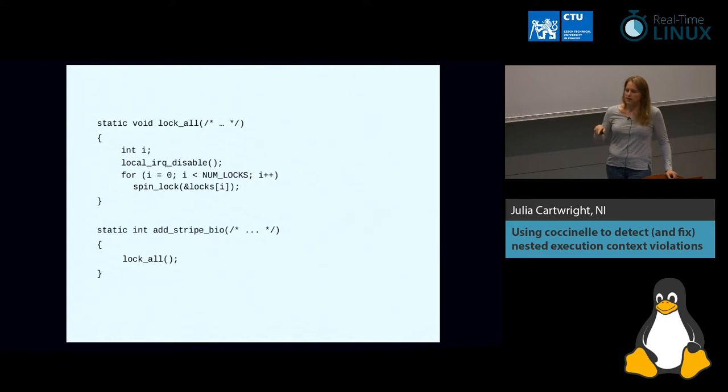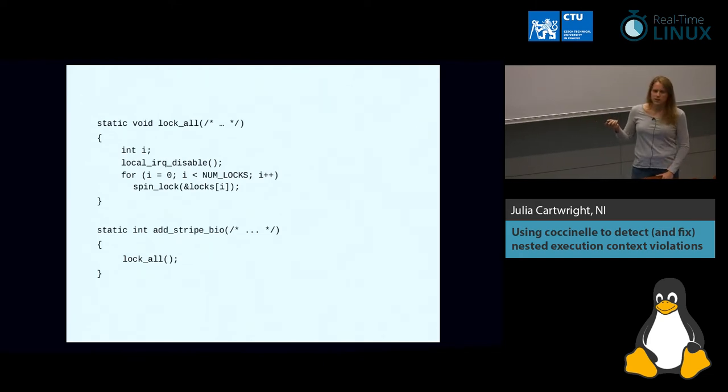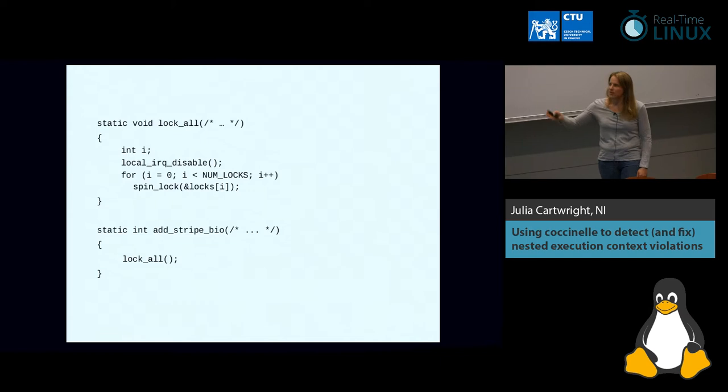If you dive into that RAID5 code, this is kind of what it looks like. In this case, you have add_stripe_bio. That's the function that actually is manifest in the call stack. It calls this lock_all function. And in the lock_all function, you have local_irq_disable followed by acquiring a bunch of spin locks in an array. This isn't the exact code; this has been changed since then. There's also a similar unlock_all function that I've not put here, just to make it clear. Clearly there's this pattern: you have an explicit local_irq_disable, and then you acquire a spin lock from within that region in which interrupts are disabled.